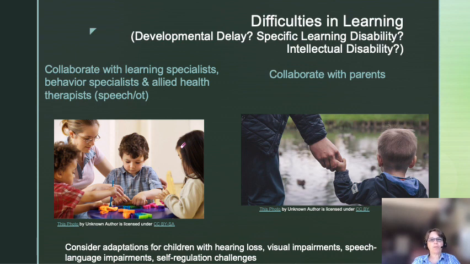So when working with individuals with learning difficulties, you're definitely going to want to collaborate with learning specialists. They may be called educational specialists or instructional coaches. You'll also work with colleagues who are behavioral specialists and allied health therapists, such as speech, OT, and psychology. And as with all the other conditions we've discussed, it'll be critically important to maintain your collaboration and rapport with the child's parents and family.